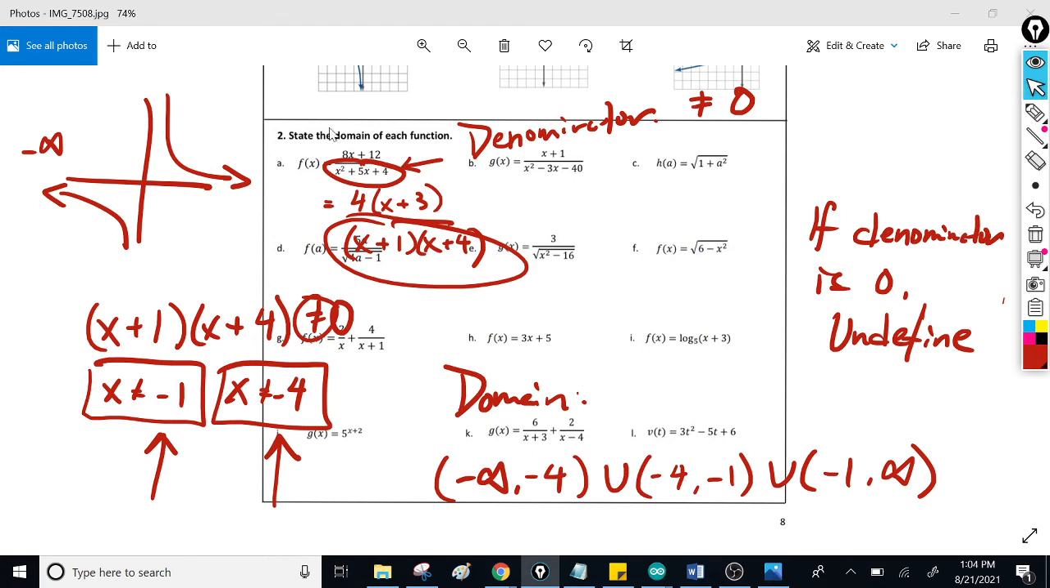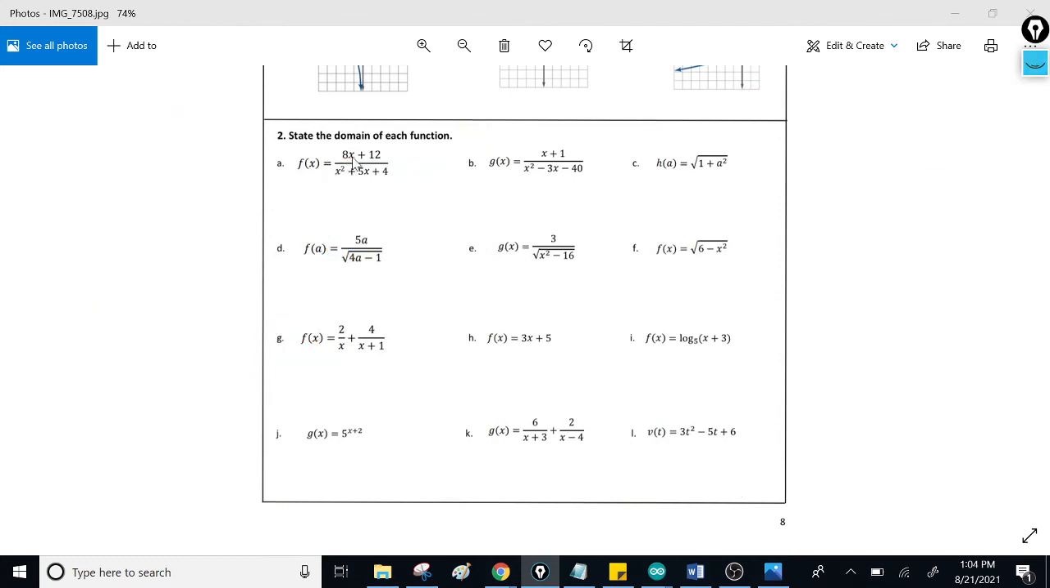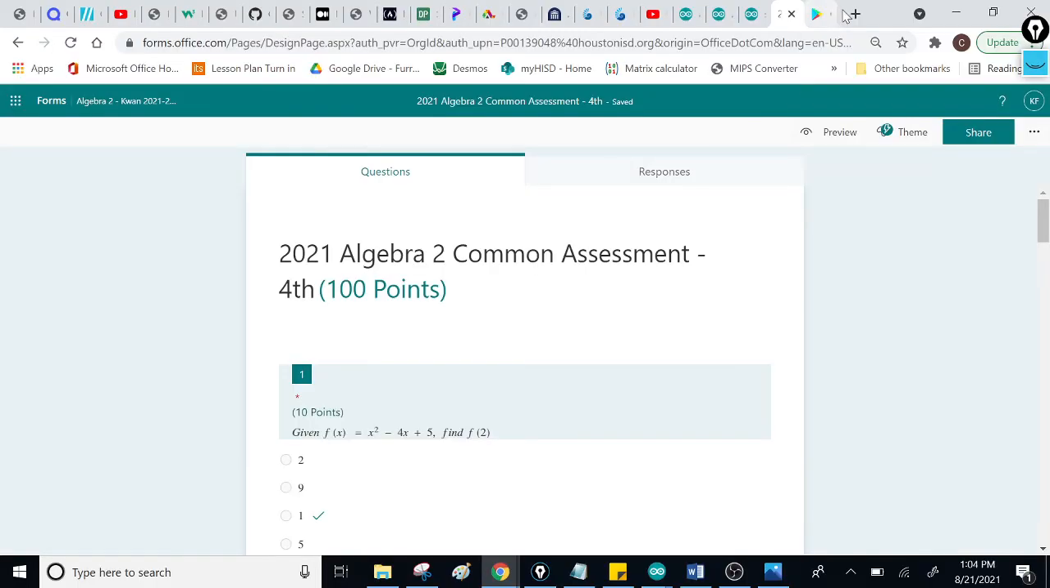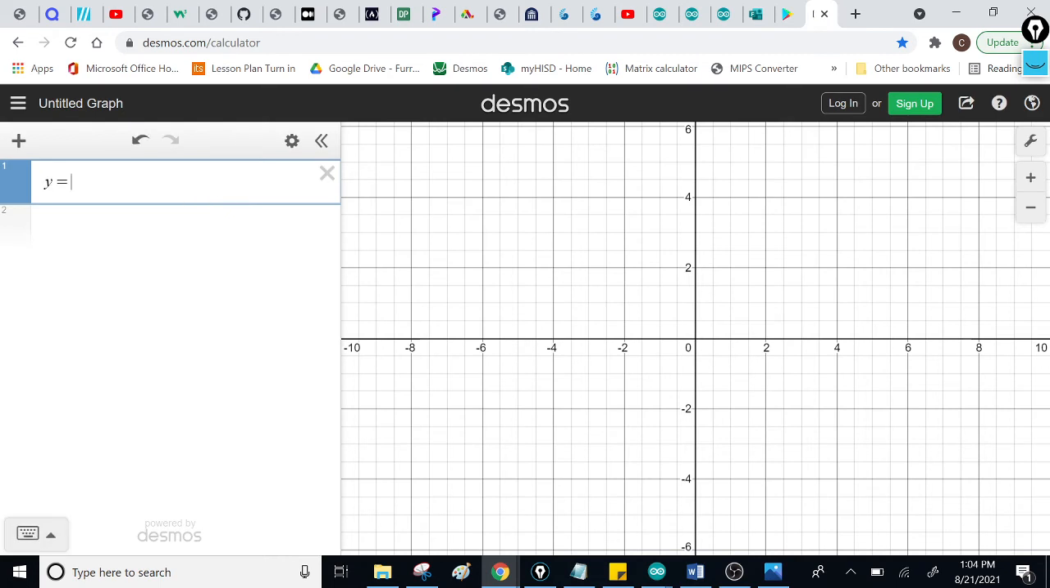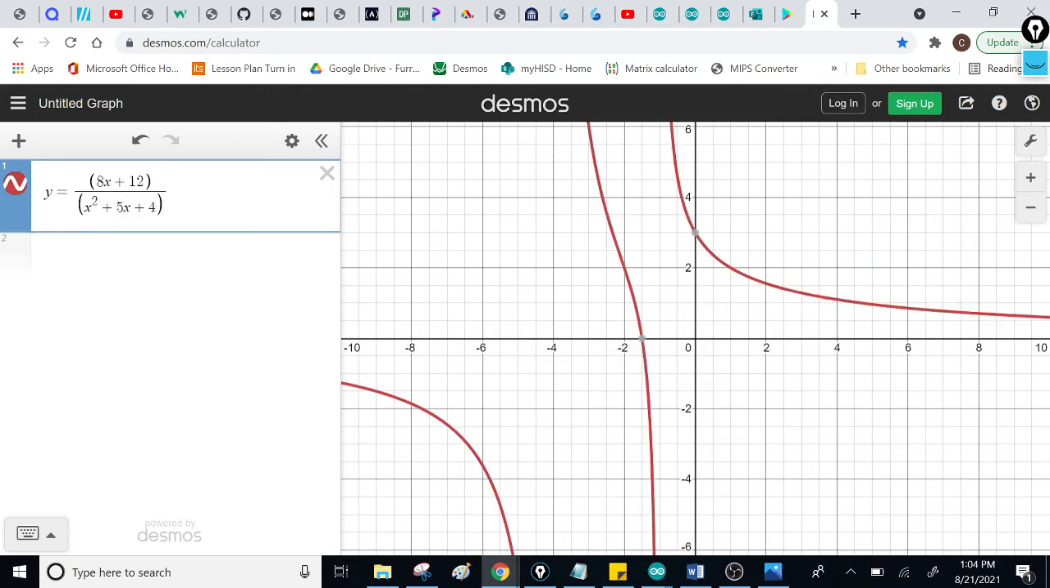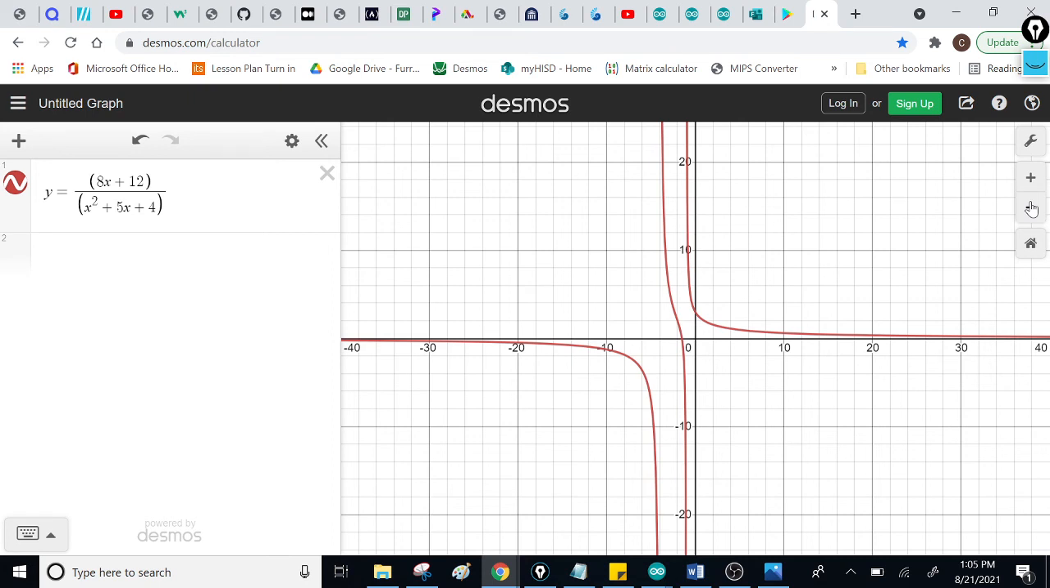Let's graph this and take a look at it. 8x plus 12 divided by x squared plus 5x plus 4. Alright, this is how the graph looks like.